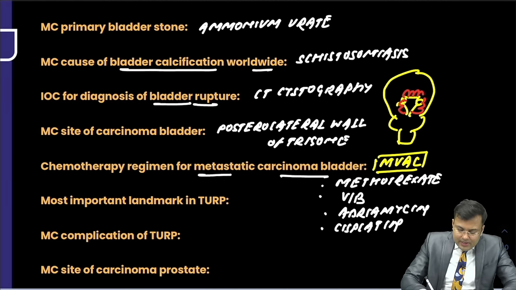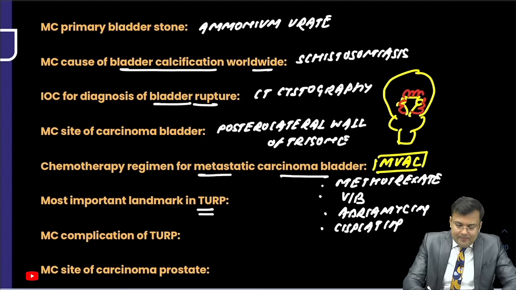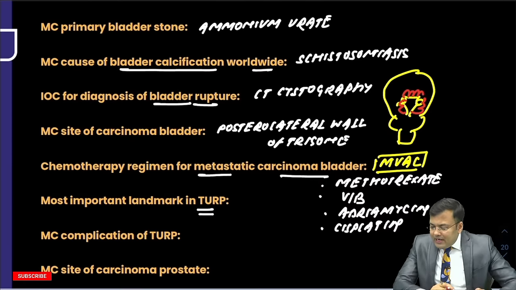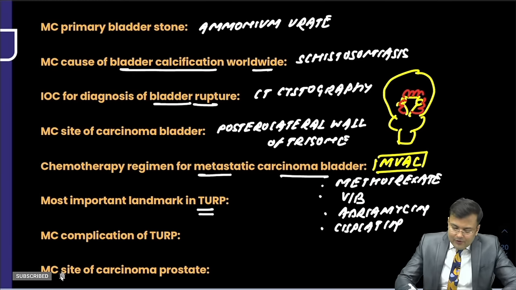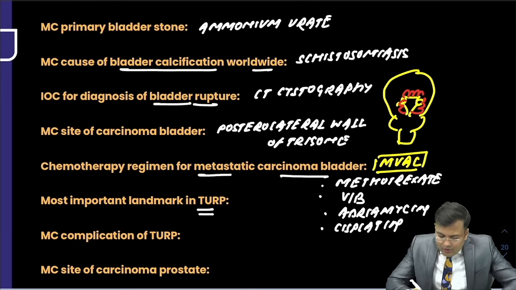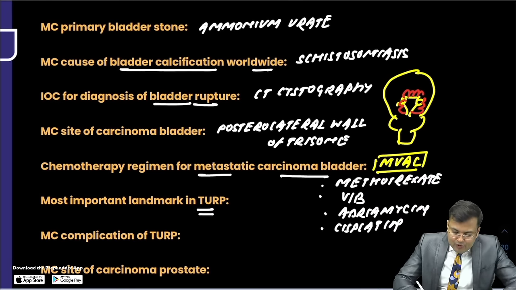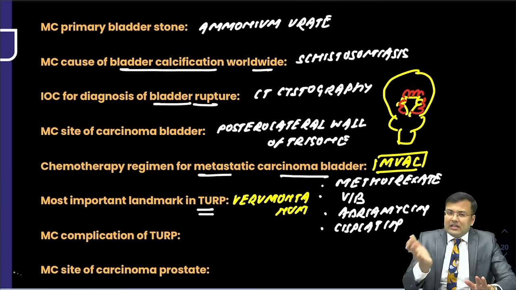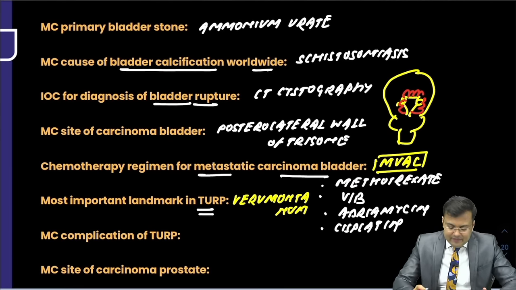Next, most important landmark in TURP. What is the most important landmark? Very good, Bhanu Prakash. Thank you, Deepak Sahu, very good. That is verumontanum. This is the most important distal landmark. The verumontanum is located just proximal to the external urinary sphincter.